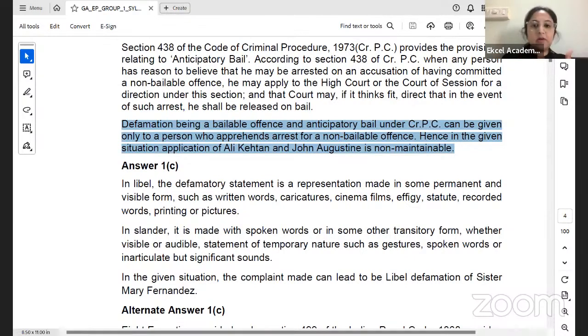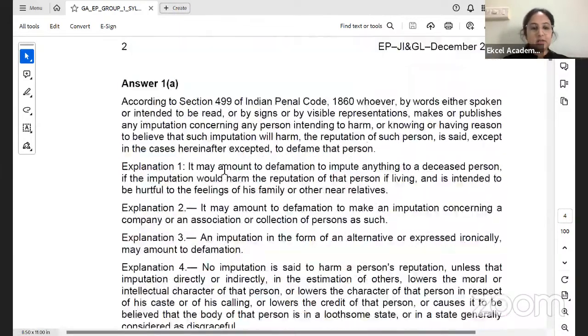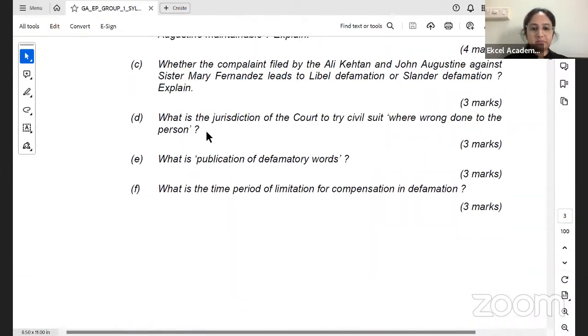And next, see, anticipatory bail is available only for a person who apprehends arrest for a non-bailable offense. So anticipatory bail is not available for a bailable offense, because after arrest you can anyway get bail. Correct. So anticipatory bail is only for non-bailable offenses. And in our case, for John and Ali, this anticipatory bail application is not maintainable. They will not get it. So hence, in the given situation, the application of Ali and John is non-maintainable. So that's it. Then next question.